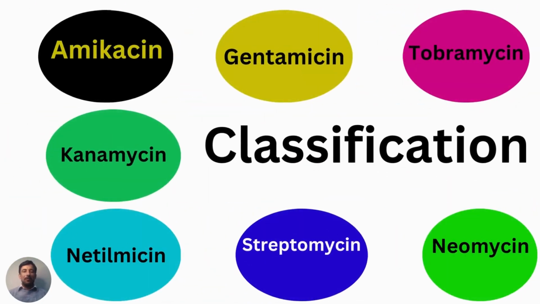First of all, what is the classification of aminoglycosides? These are the drugs which are present in this class: amikacin, gentamicin, tobramycin, kanamycin, netilmicin, streptomycin, neomycin. So these are the drugs which are present in the aminoglycoside class.